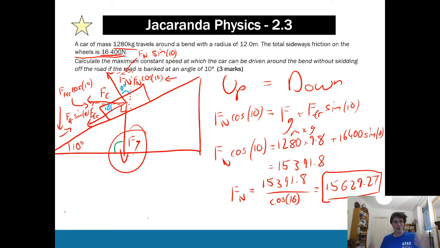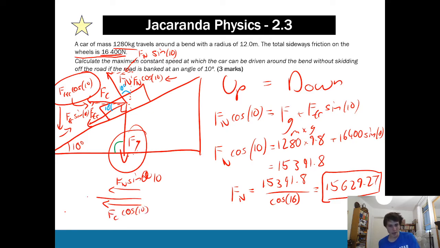Now let's consider what all the forces are doing in the horizontal direction. We have three forces in the horizontal direction. We've got our Fn sine theta. I'm going to redraw them just because our diagram is very messy. So Fn sine 10. We've also got this component here of the frictional force, right? So that's our Fc cos of 10. And then lastly, we have our centripetal force, which is pointing over here.